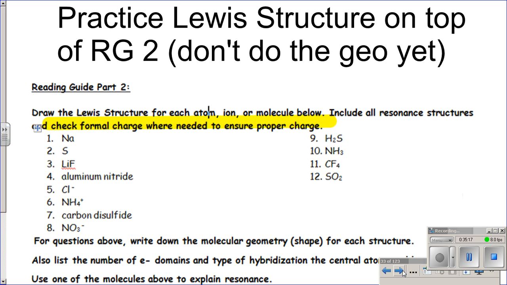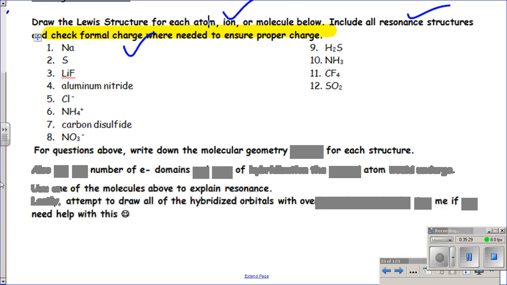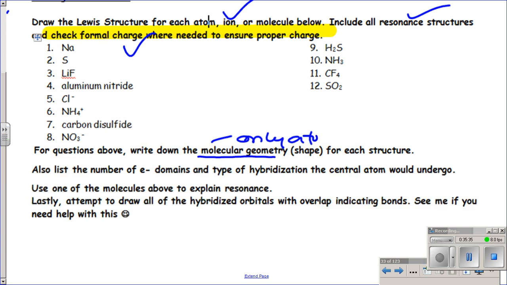Okay, so this is the reading guide too that you've already been successful with, I'm sure. Formal charge, drawing them, maybe some resonance structures if you looked ahead, okay? What you should be capable of now on this one is writing down the molecular geometry for each. That means only atoms count, okay? And then you can also list the number of electron domains, which is just any kind of bond or lone pair. You will not be able to do hybridization yet, okay? We're going to do that later. And then try to explain resonance using one of the examples you have up here. And then do not try to draw the hybridized orbitals yet, because you don't even know what that is. Okay, so you stop here and you can do that.